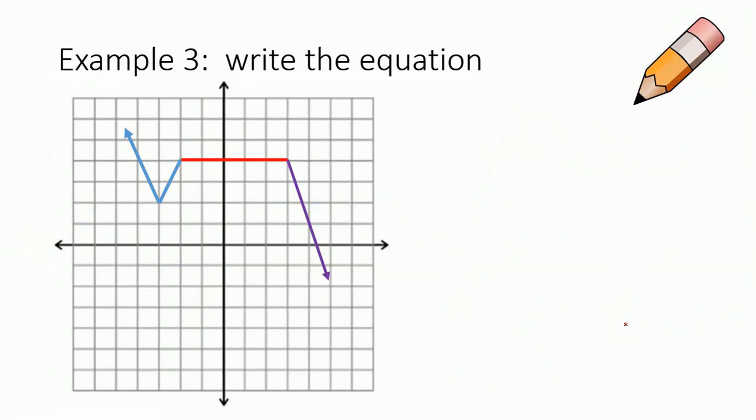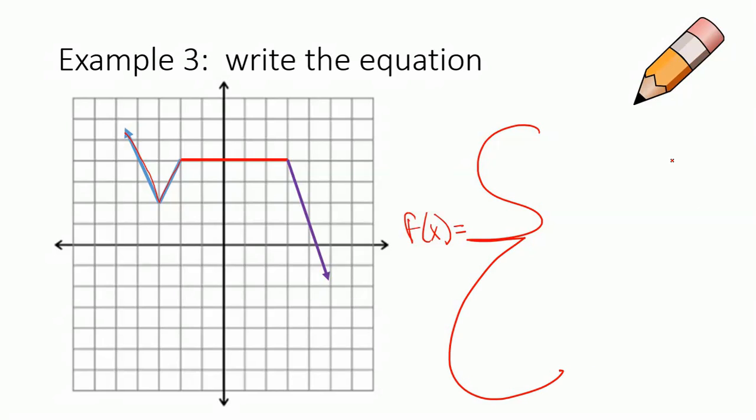Now, looks like we have 3 pieces on here. You can see this as 4, but I recommend seeing this as 3 pieces. So we got this v here, absolute value function. We have a constant function, and then we have a linear function. So we got to write our f of x equals big curly brace, and then it looks like we need 3 ifs again. There we go.